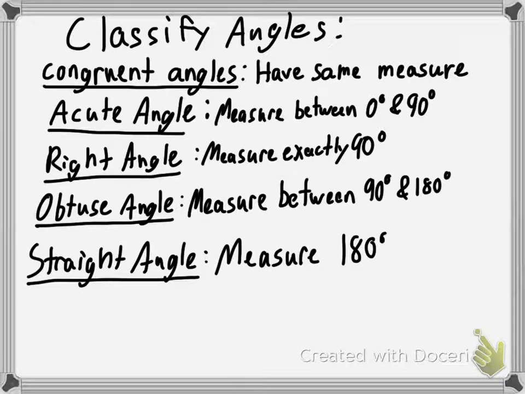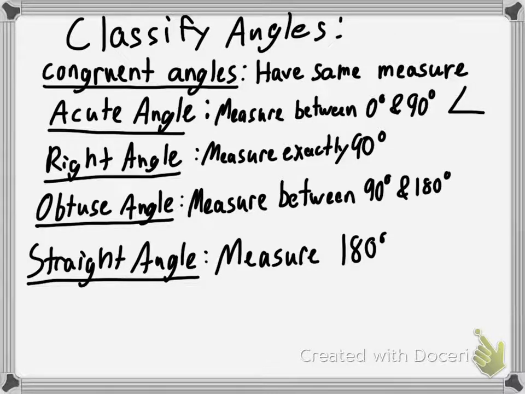Now we have four different classifications for angle measures. We have first the acute angle. It measures between 0 degrees and 90 degrees, and it's going to look something like this. So an acute angle is small, and it's between 0 and 90 degrees. It can't be 0 degrees because it wouldn't exist, and it can't be 90 degrees. It has to be somewhere in between.